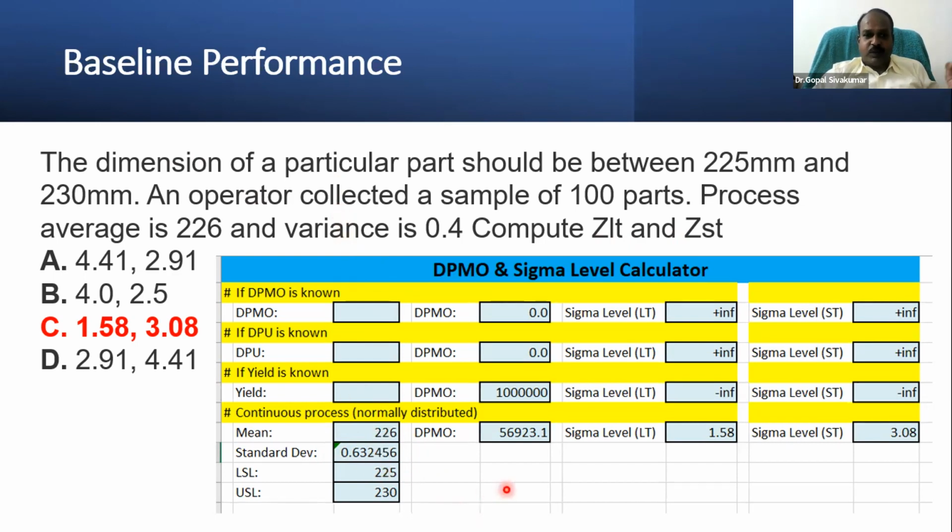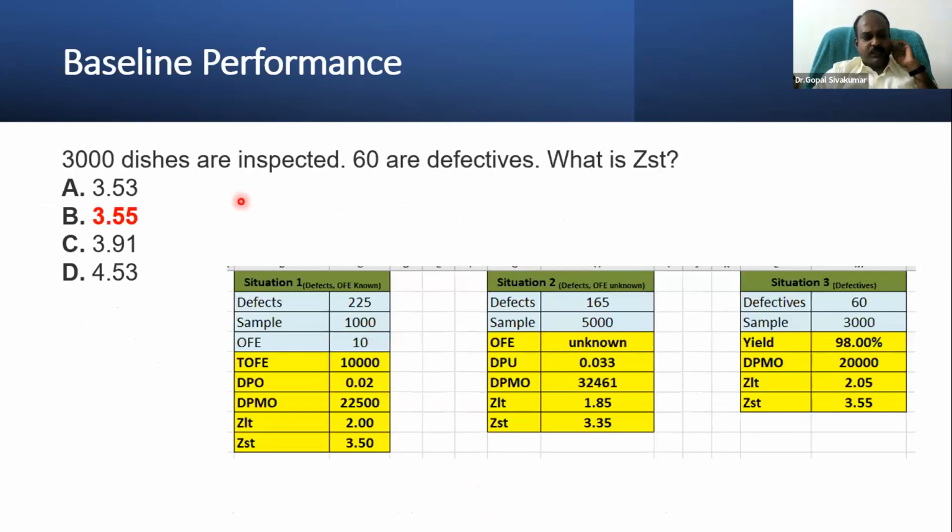See, now you are preparing yourself for the questions and answers. It could be an examination or it could be an interview, right? But implementation is an easy job. When you are very good here, implementation will be an easy job, right? Implementation doesn't require this much thinking. You can definitely handle it. 3,000 dishes are inspected, 60 are defective. What is your ZST? Out of 3,000, 60 are defective. And there is this sheet I have given you. See here, can you see the calculations here?